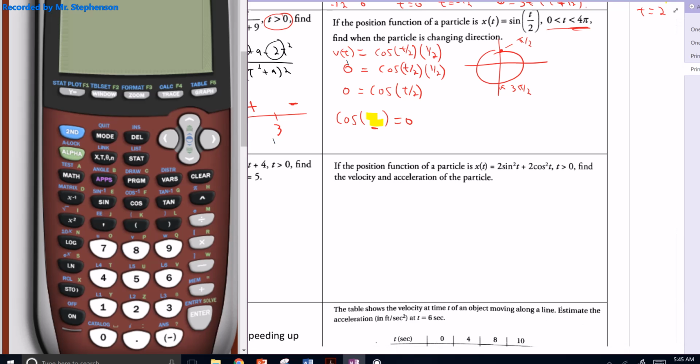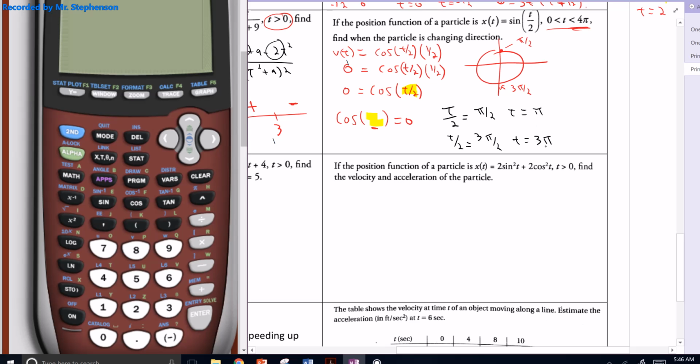So I need to figure out, well, what makes the inside pi over 2? The inside is not just pi over 2, it's t over 2. So I need to say, well, when does t over 2 equal pi over 2? Or when does t over 2 equal 3 pi over 2? And solve those. And so the answer is, when, for this one, multiply both sides by 2, t equals pi. And for this one, it's when t equals 3 pi.